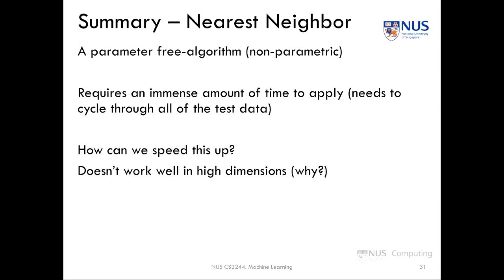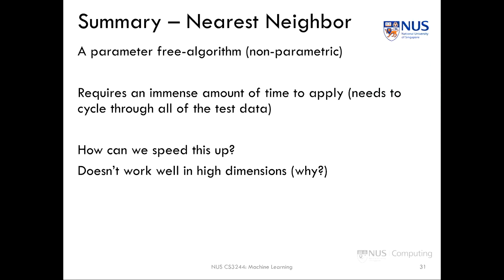In summary, we've introduced the nearest neighbor algorithm. It's a very interesting algorithm because it's parameter free. It doesn't have any parameters to tune in this case because it doesn't encode the model that way. It needs to remember all of the data points when it uses it for classification. So we consider this a non-parametric algorithm.